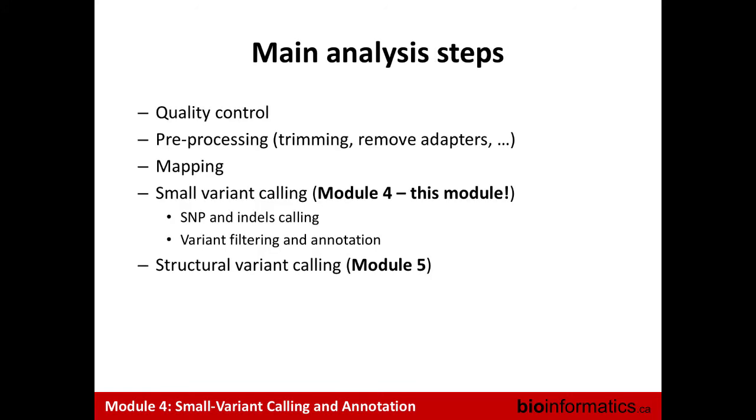So, a summary of how we work. When you want to do this kind of analysis, the first thing to do is quality control: look at your data, is my data good? Then you do pre-processing and mapping, and when you have a really good mapping, you do some small variant calling and some structural variant calling.